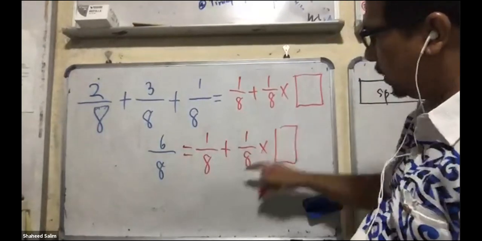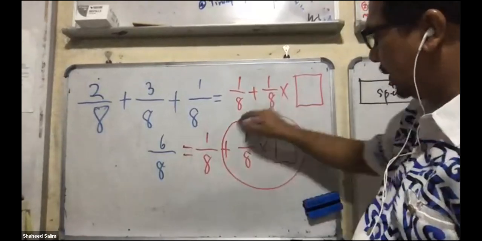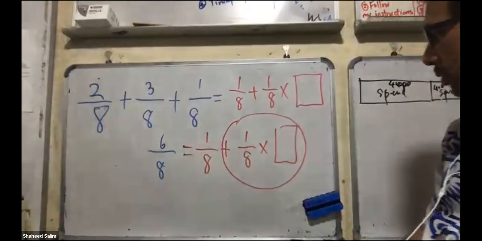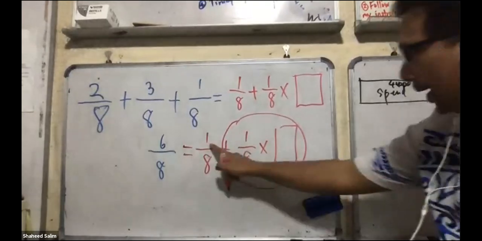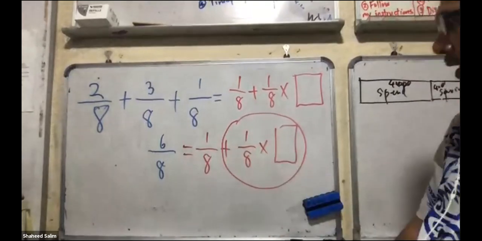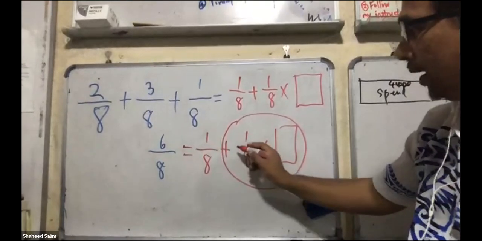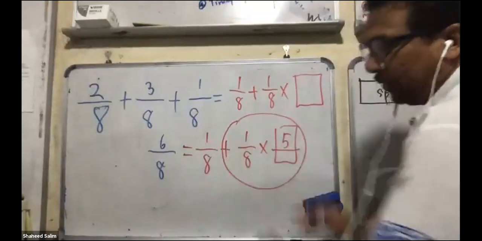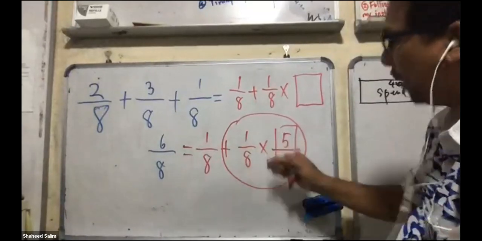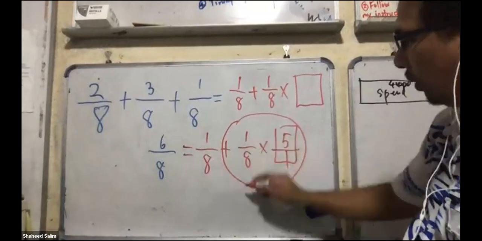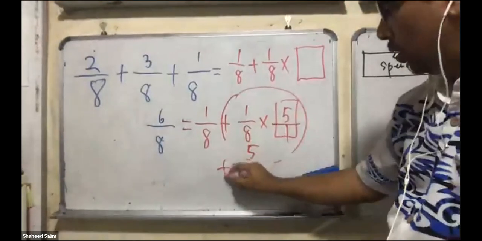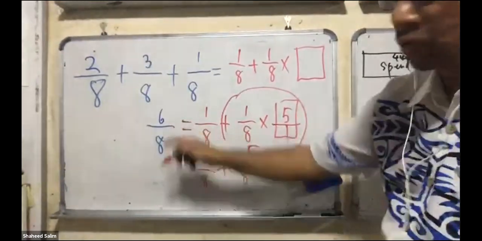You must remember, this one is 1/8 plus a number. This number you got to times first. So 1/8 plus how many 8 equals 6/8? Must be plus 5, right? So how to get 5 on here? You must times 5. You times, why? Because you must do the BODMAS side first. What I mean is you must do times first. So when you 5 times 1, you get 5/8. Now 1/8 plus 5/8 equals 6/8.